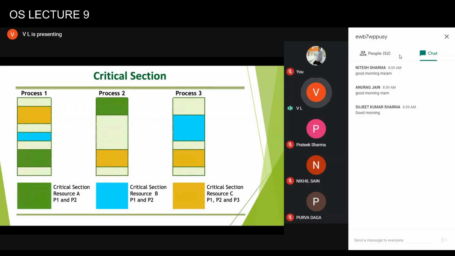Now a process may consist of multiple critical sections. For example, here the green part shows the critical section for a shared resource which is being accessed by process 1 and process 2 only. Blue shows a critical section corresponding to a resource shared between 1 and 3, sorry.